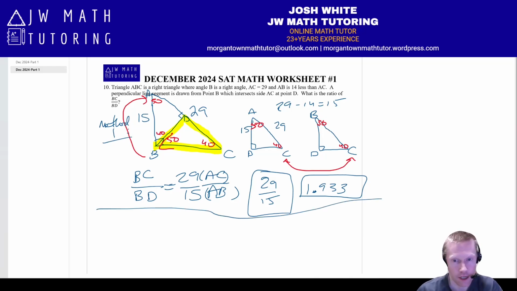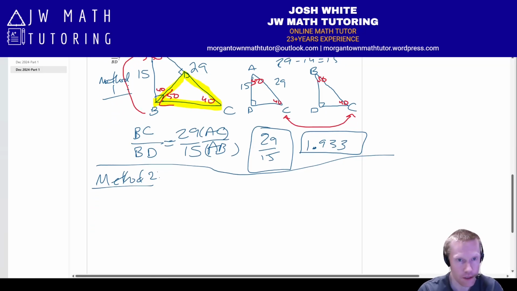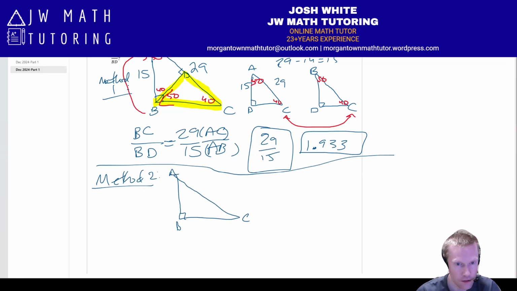Now, here is a second method which uses basic trig, does not use any similar triangle properties. All right, so let me just scroll down here, redraw the diagram. 29, 15, right here. We want to know the values of BD and BC. So we're going to figure out each of those values and then just put them into a ratio.